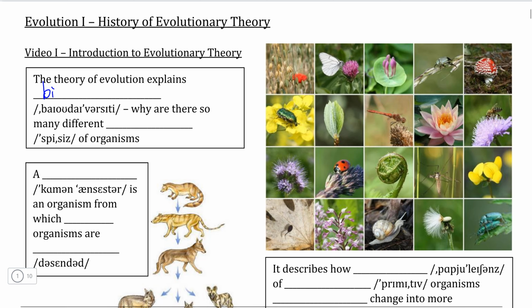Simply put, the theory of evolution is the best understanding that we have to explain where the biodiversity of all organisms on Earth comes from. If we consider every single species of organism that exists on Earth in modern times, the theory of evolution fundamentally explains where all of these species originated from.